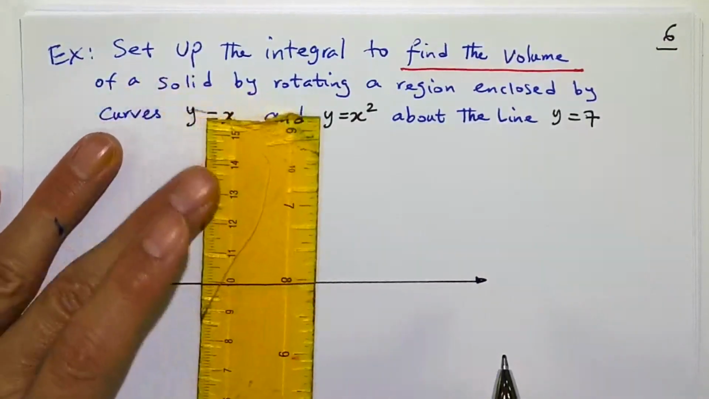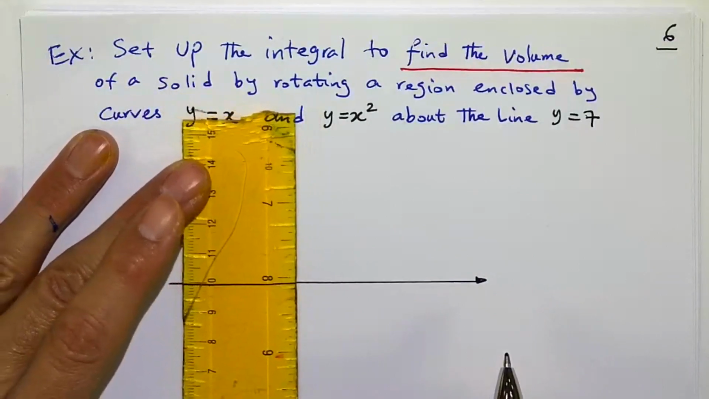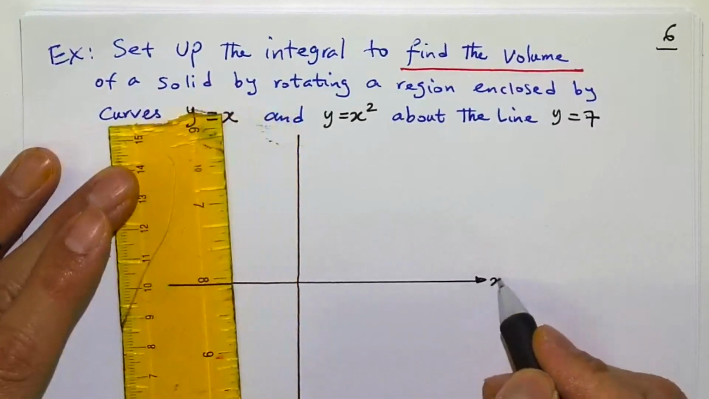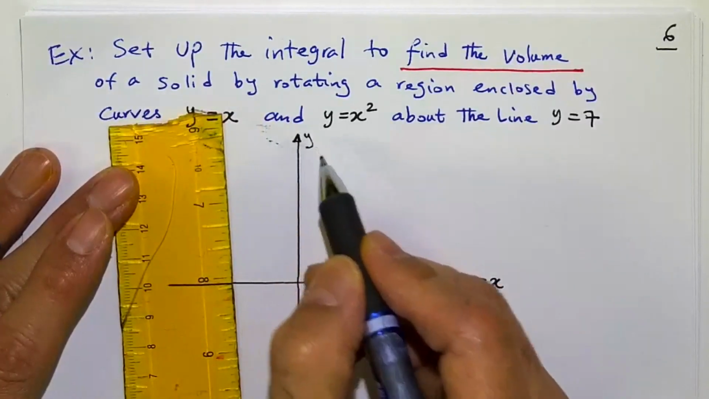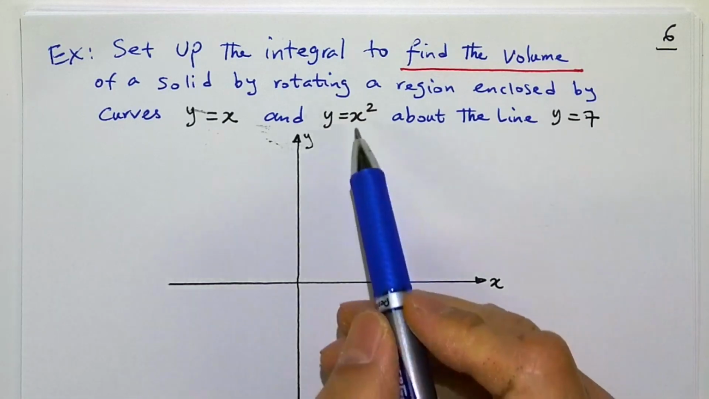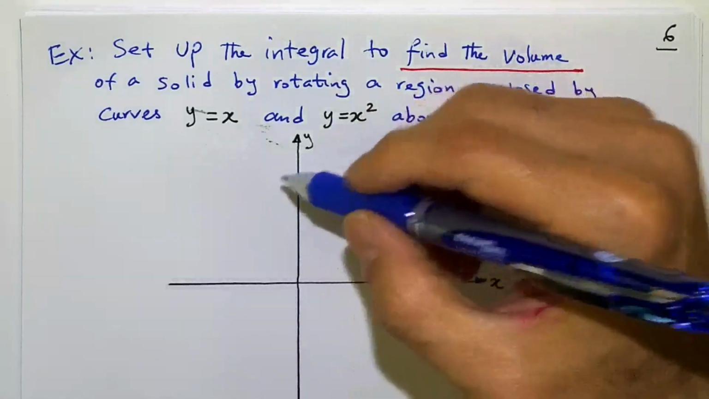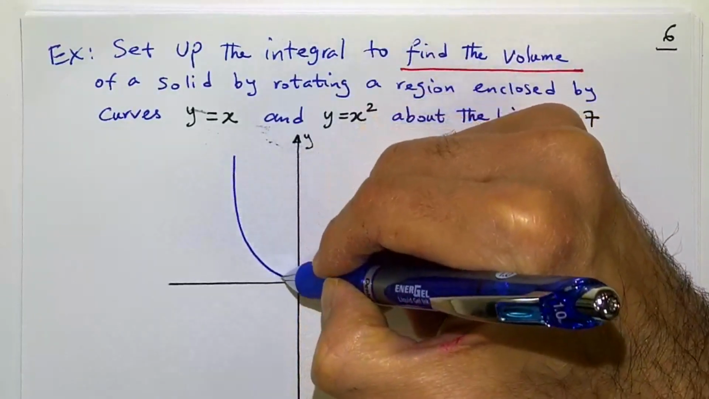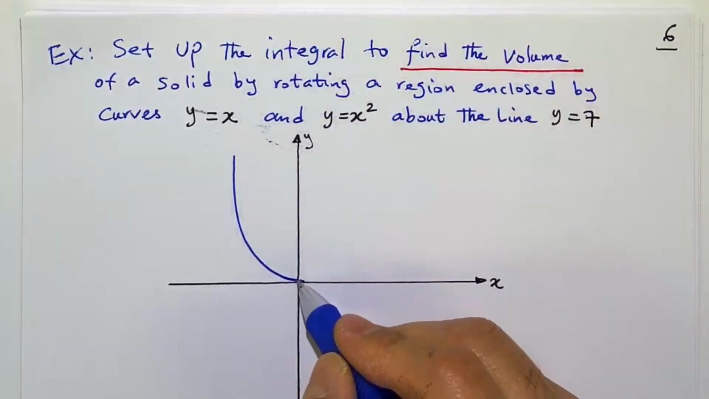So here's my version of this graph. Okay, so we have the x-axis, the y-axis, and we've got, let's see, I'd like to draw that one first, the quadratic graph, and something like that.